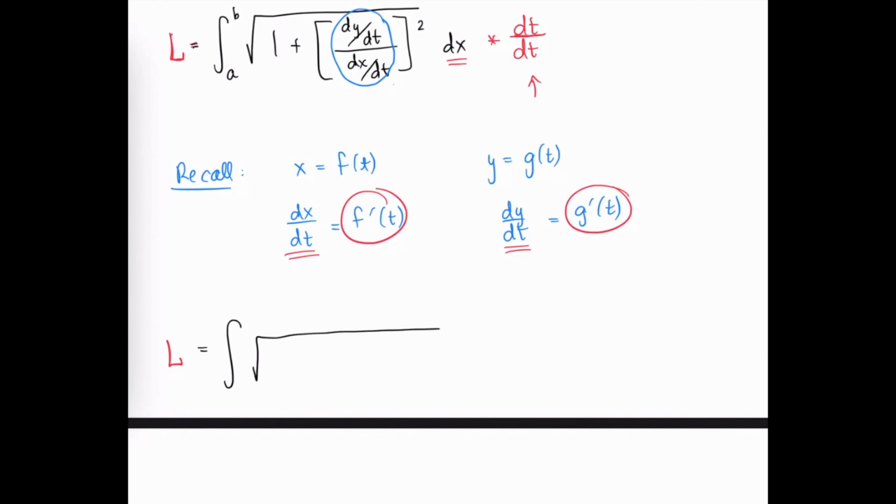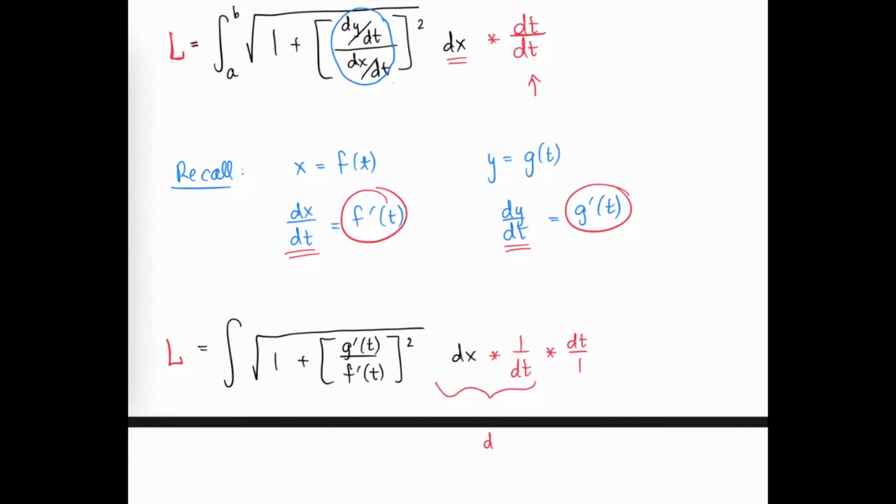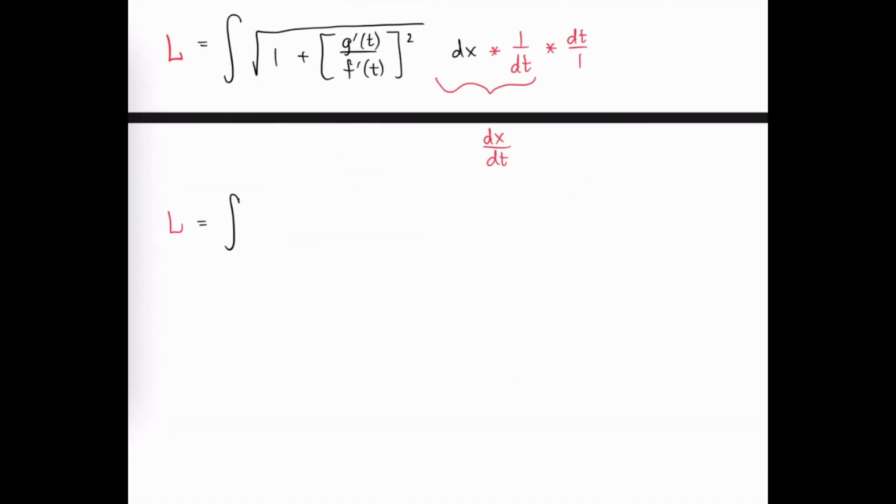So we have the square root of 1 plus, now we can simplify this complex fraction to being just g prime t in the top and f prime t at the bottom, and the prime notation makes it quite compact. We still have dx out here, and we are still multiplying by dt dt, but let's split this up into 1 over dt times dt over 1 so that we can then move these two fractions together, multiply these together to become dx dt. Now let's see where we are.